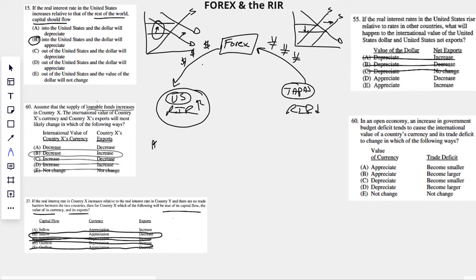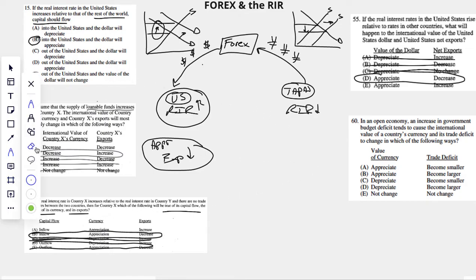Obviously, a stronger dollar, again, exports have to go down. We should just know it. All right, decrease in exports. Let's do the next one here, and then we'll be all done with this.